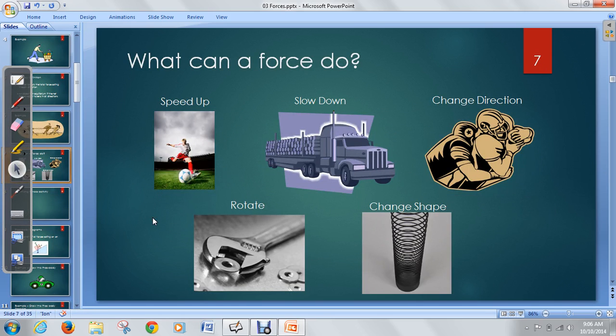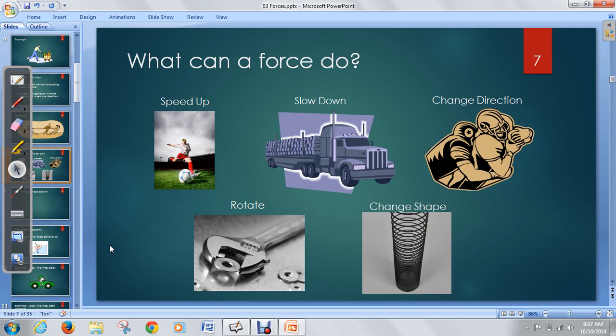All right, so what types of things can a force do? It can make something speed up. Someone kicking a soccer ball puts a force on the soccer ball, making it speed up very dramatically. It can make something slow down. Think about brakes on a semi-truck or a car. Those brakes are helping the car slow down. You can make something change direction, like a tackle in football. It can make something rotate, like on a wrench, or it can make something change shape, as you compress it or uncompress it. So for this class, we won't really worry about these two down here, but we'll mostly focus on these three: speeding up, slowing down, and changing direction.